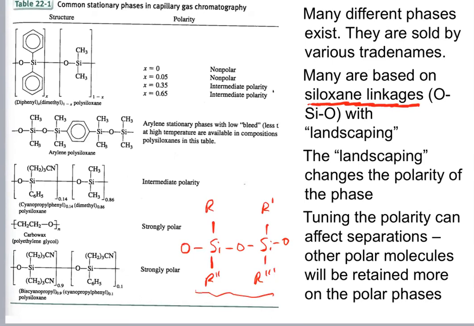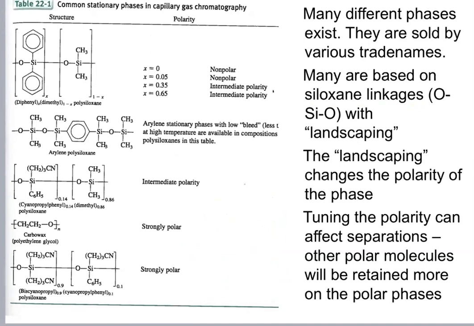Sometimes I call this the shrubbery or the landscaping. If we're going to make one GC phase different from another, basically we're going to attach different R groups, and that's all they do. So this backbone of silicon oxygen is called siloxane, and we just make different R groups. Now, what's the point of that? Well, if we change the R groups, we at least have the ability to change the polarity of our stationary phase. That's why we would tune these R groups.